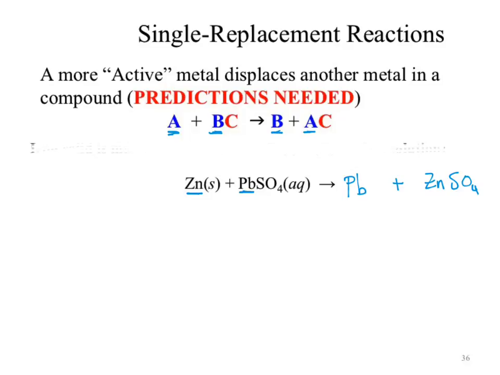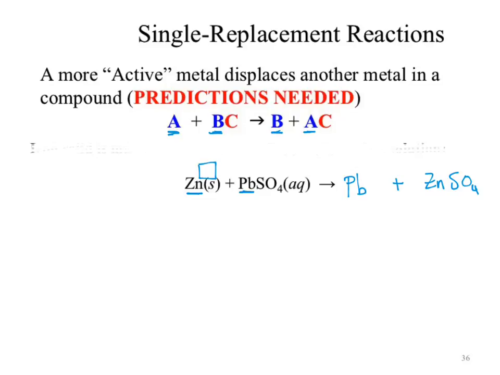Where is the charge always specified? In the top right corner. What is in the top right corner of this zinc? Nothing, which means the charge on that is zero. What is the charge on zinc in zinc sulfate? Our overall compound has a charge of zero. What is the charge on the sulfate? Negative 2. What does the charge on zinc have to be? Positive 2.